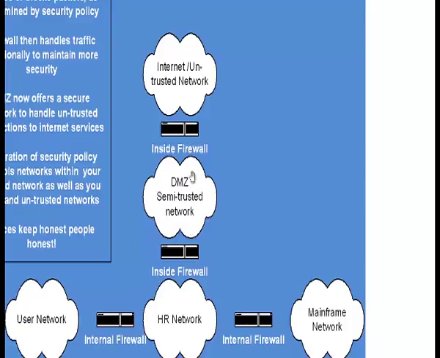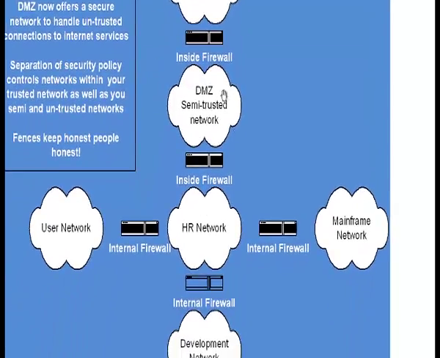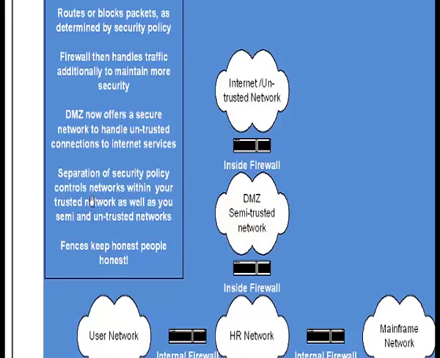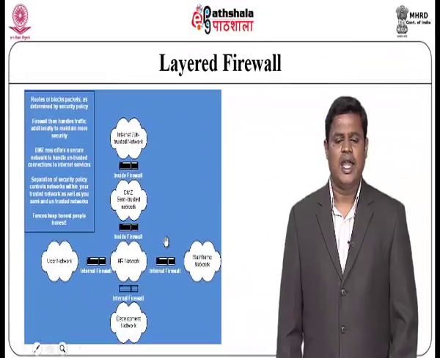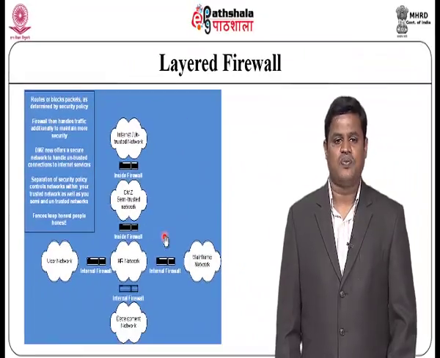So, we can understand the various layers. We can assume layer 1, layer 2, layer 3, and understand it that way. Here the separation of security policy controls the network within your trusted network as well as your semi-trusted and untrusted network, so that we can prevent the inside attacker with the help of the layered firewall.